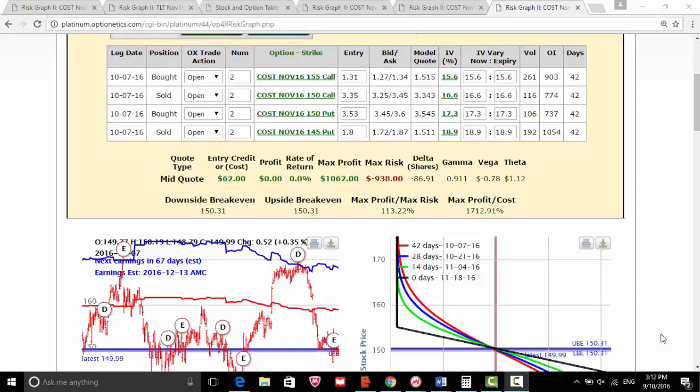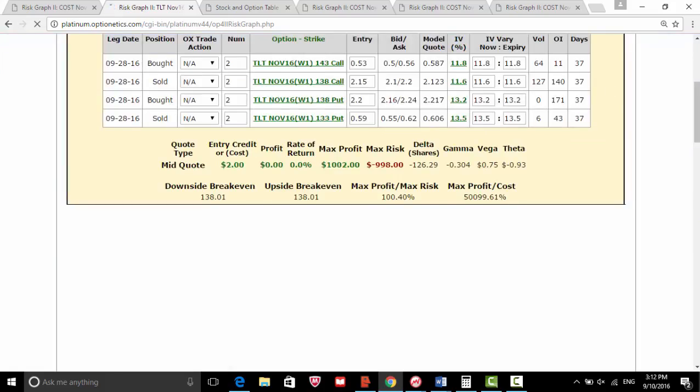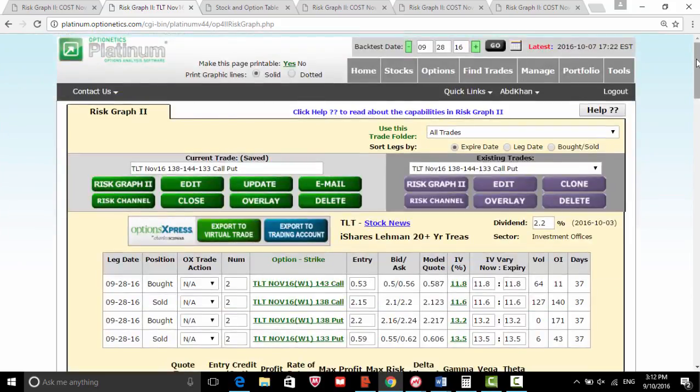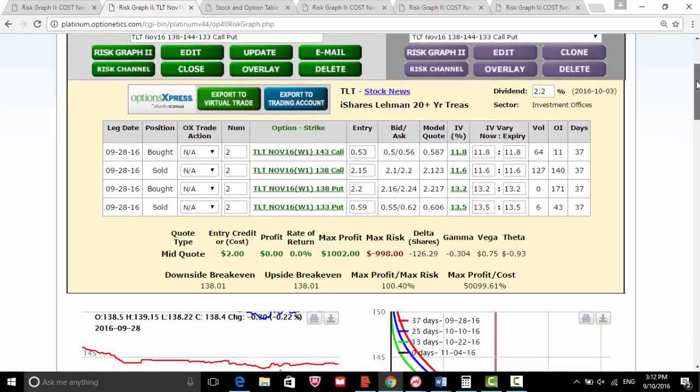And here's an example of a similar position that I did in the bonds. So let's just wait for this to load up. I did the exact same strategy for trading the bonds to the downside back towards the end of September. So I'm going to show you exactly what I did here. The bonds were trading at around 138.